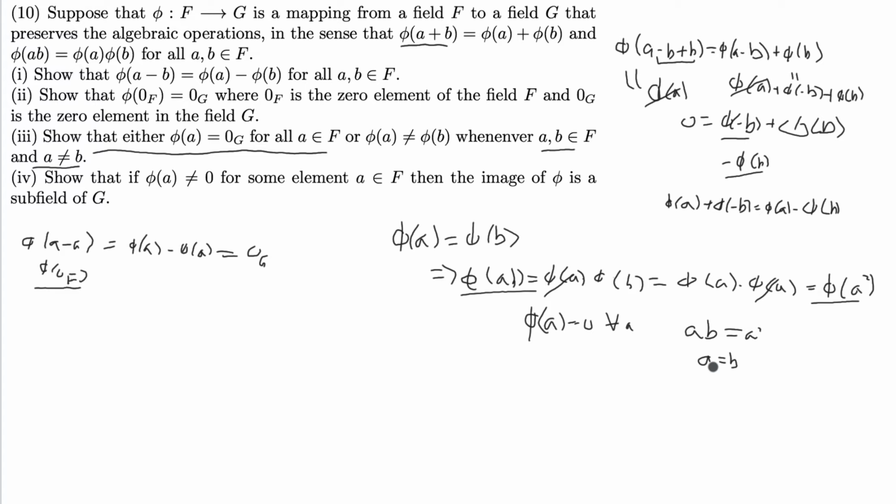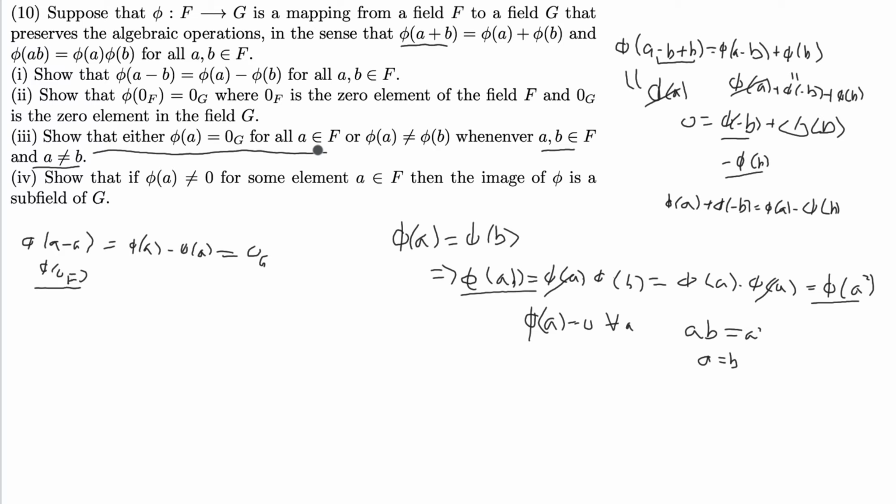Another way of phrasing that is as follows. We can do this proof. We can show that phi of A is equal to 0g for all A and F works. Next, we'll prove that phi of A does not equal phi of B whenever A, B are in F and A does not equal B. To do that, we've shown that that case works and we are not in that case.